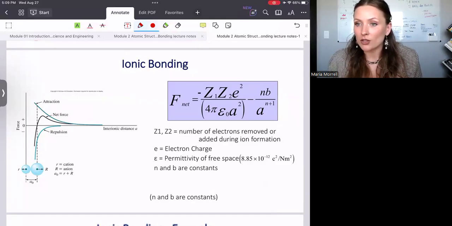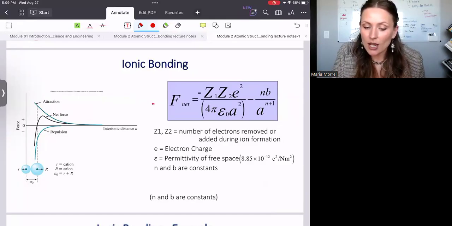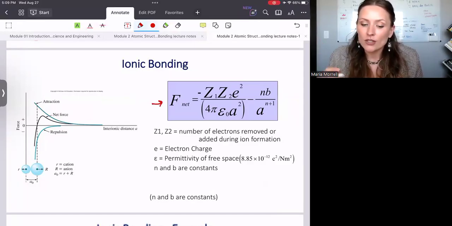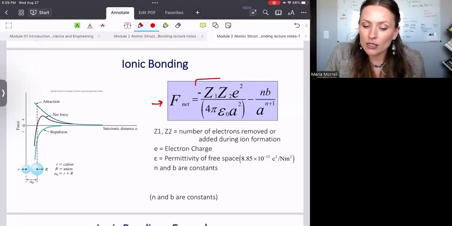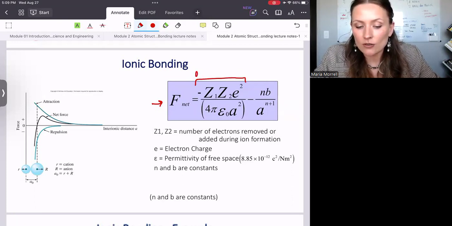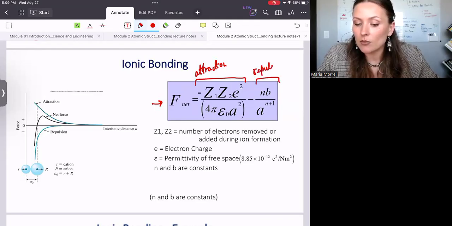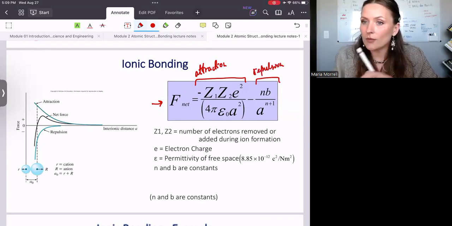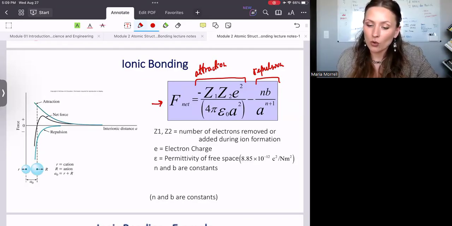There is a mathematical equation that allows you to calculate those, and you see this equation right here, which is for the net force. One thing to keep in mind is that this component here is going to be your attraction, and here is repulsion. So you can actually estimate both, and this is how you can plot them the way it is plotted in the bottom left corner.